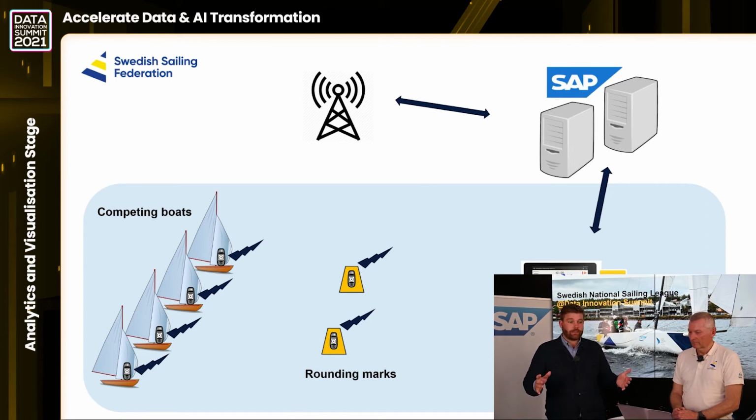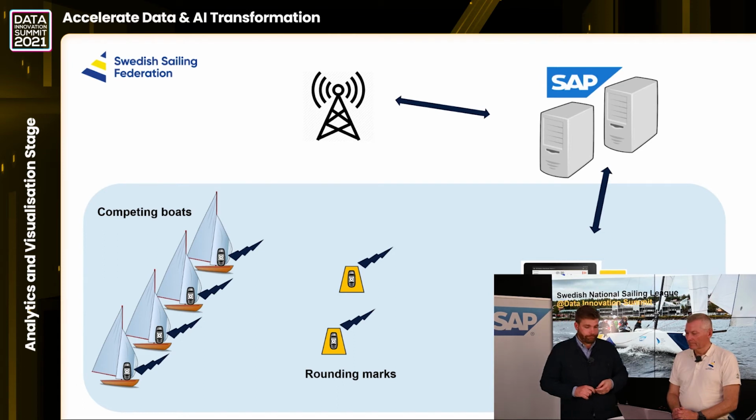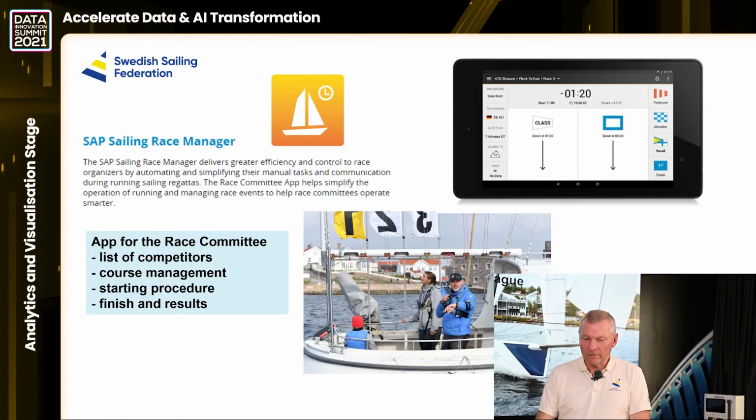And all of this data is then gathered in the application built on SAP Business Technology Platform. Yes, and the first application that we use for the race officer, the person in charge of conducting the race, is the SAP Sailing Race Manager. That is an application for a tablet or smartphone, very accessible, very easy to use. And it gives him or her, first of all, a list of competitors.